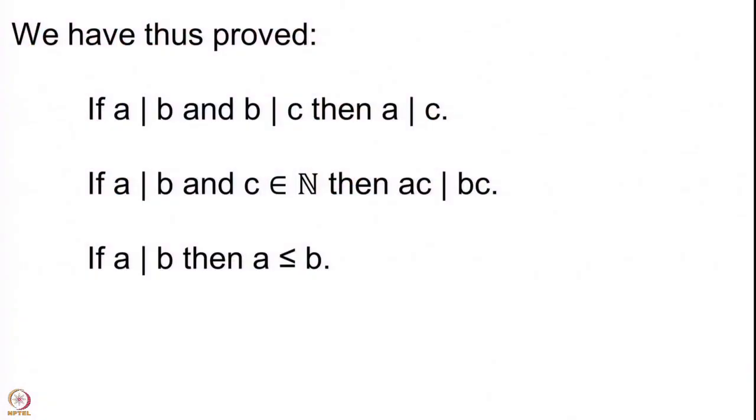So let's just repeat what we have proved until now. We have proved that when A divides B and B divides C, then A divides C. This says that the divisibility relation is transitive. Further, if you have A dividing B and you multiply both sides by a natural number C, then we will have that AC divides BC. And finally, the most important property is when A divides B, then A has to be less than or equal to B. Alright, these three are very important.